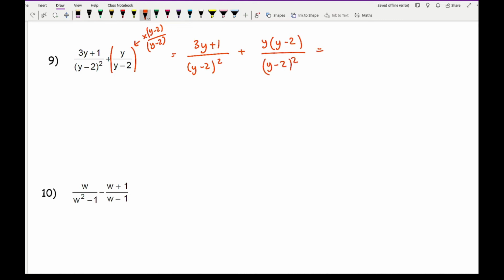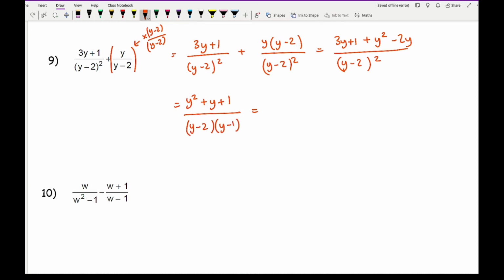And then joining the two numerators together because the denominators are now the same, so I get 3y plus 1 plus, and then now if I expand it out, y squared minus 2y over y minus 2 squared. And simplifying the numerator, I end up with y squared plus y plus 1 over y minus 2 squared. And then all I've got to do is check, does the top factorise, which it does not, and so that there would be my final answer.